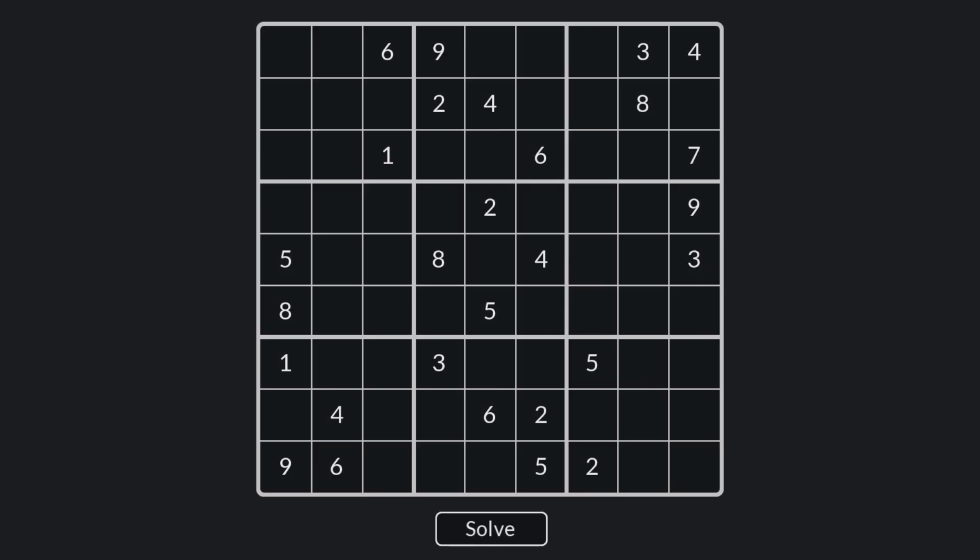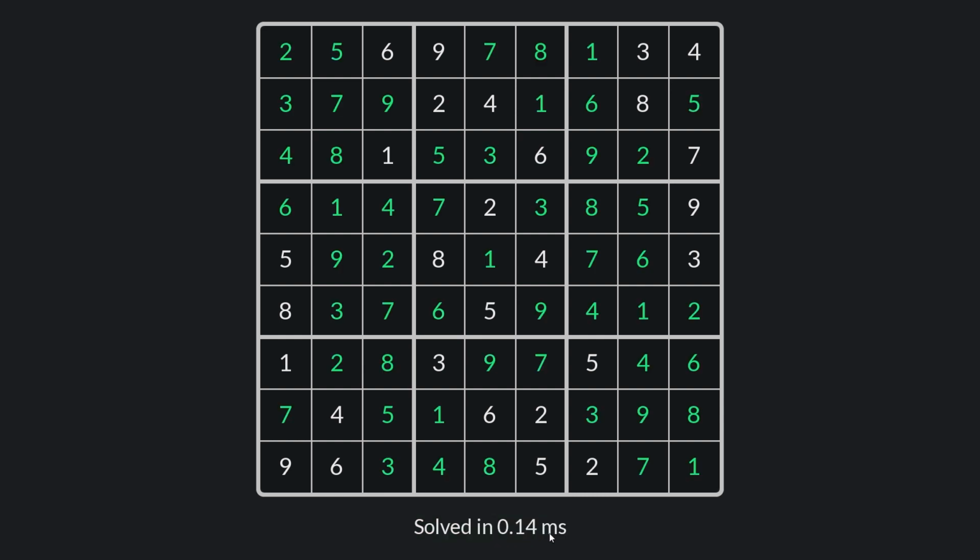Here I have loaded a Sudoku, and when I press the solve button, the AI will find the solution. For this demonstration, we will not see the steps taken by the AI. It will just solve the Sudoku as fast as possible and show the final result. Okay. Are you ready? That was pretty fast. In fact, it only took 0.14 milliseconds on my 5-year-old laptop.